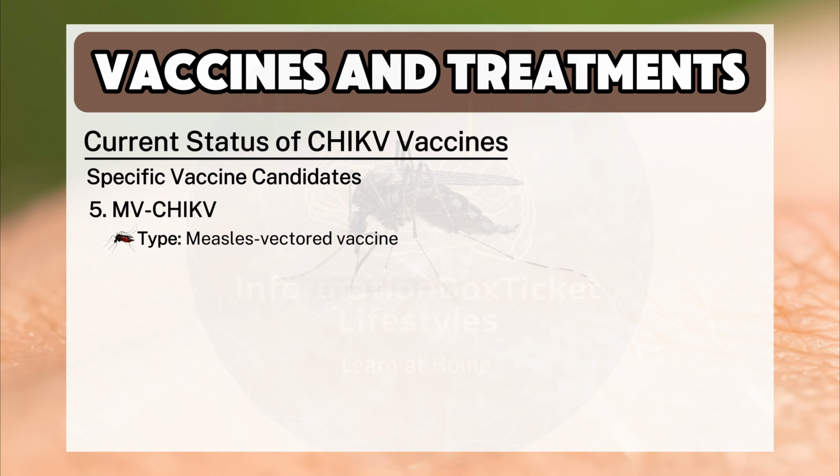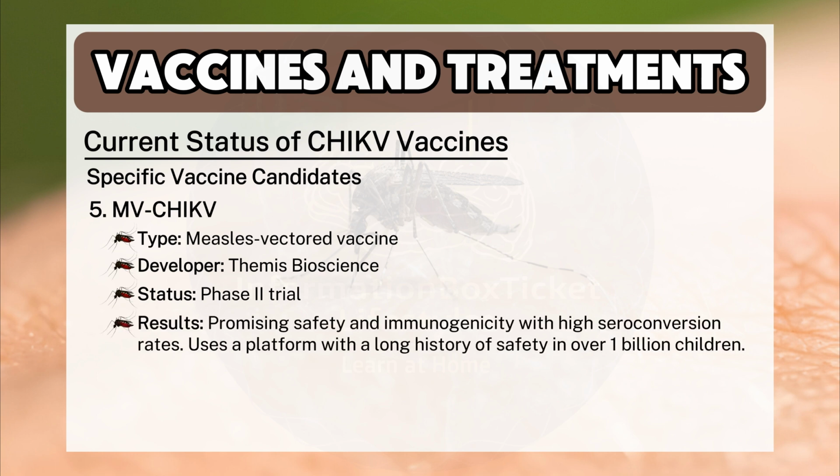5. MV-CHIKV. Type: measles vectored vaccine. Developer: Themis Bioscience. Status: Phase 2. Trial results: promising safety and immunogenicity with high seroconversion rates. Uses a platform with a long history of safety in over 1 billion children.